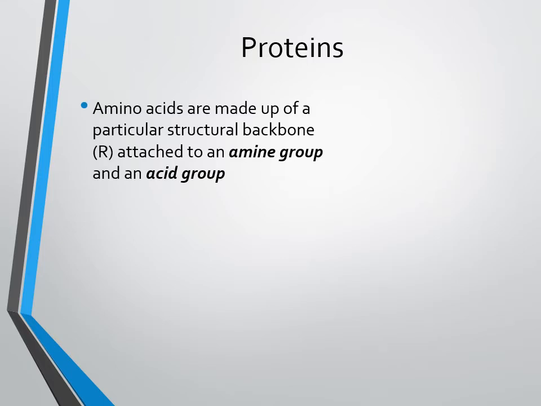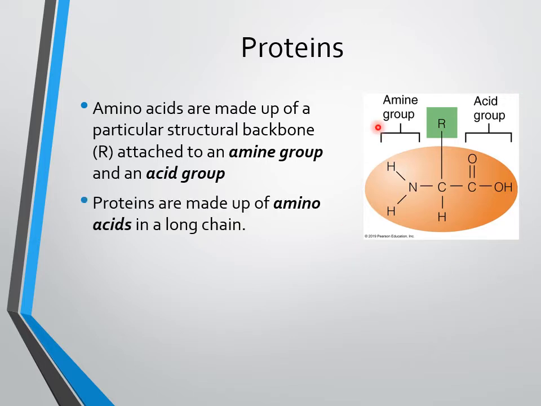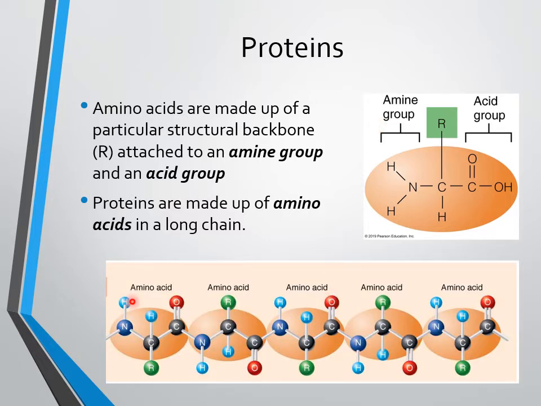The monomer for a protein is called an amino acid. They're attached to an amine group and an acid group. So right here, this whole thing is an amino acid. We have an amine group right here, an acid group, and here is your R group in the center. But this whole thing right here is an amino acid. Proteins are really just long strands of amino acids. So you've got all these long strands right here.